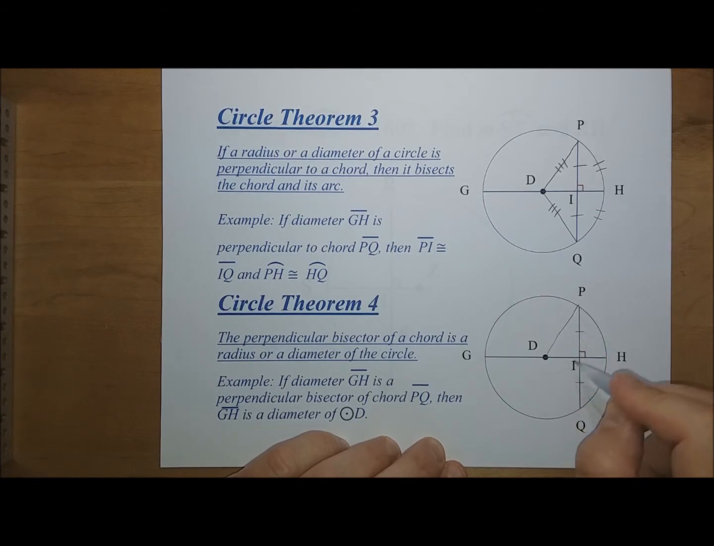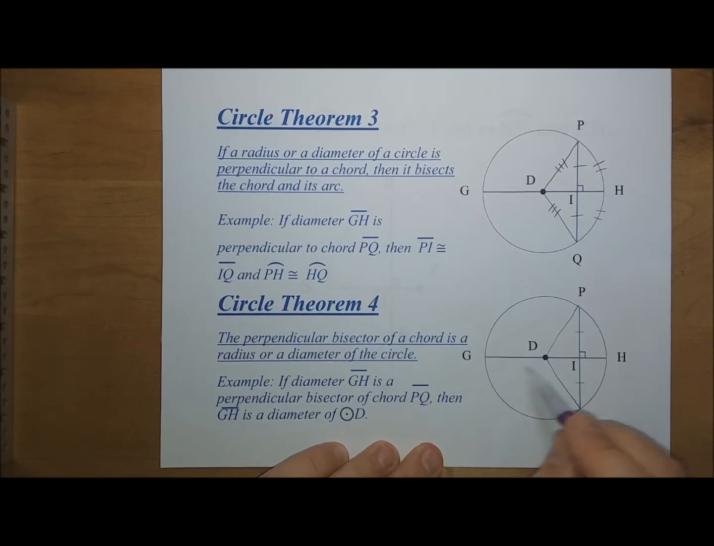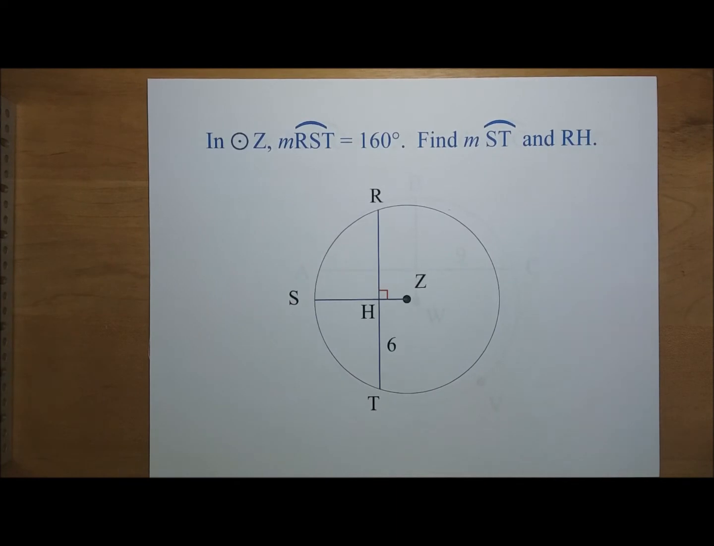Again, we could draw those radii. We know they're going to be congruent. And so if the center of the circle is on the perpendicular bisector of the chord, then we can conclude that if we've got a perpendicular bisector of a chord, it must be a radius or a diameter. It's going to have to pass through the center of the circle. All right, based on that idea, let's try a couple of problems.